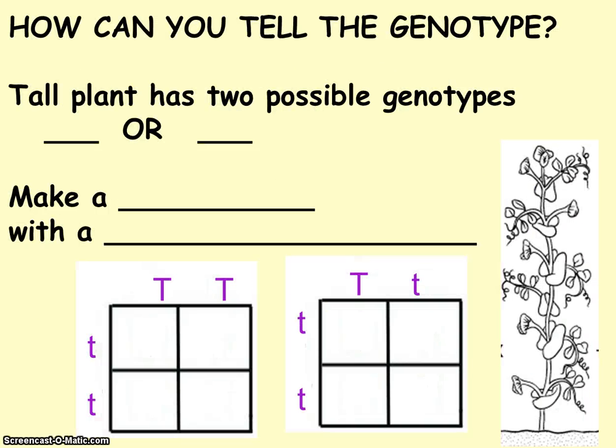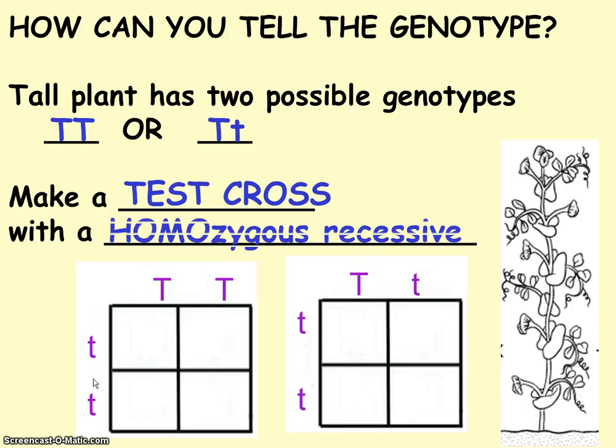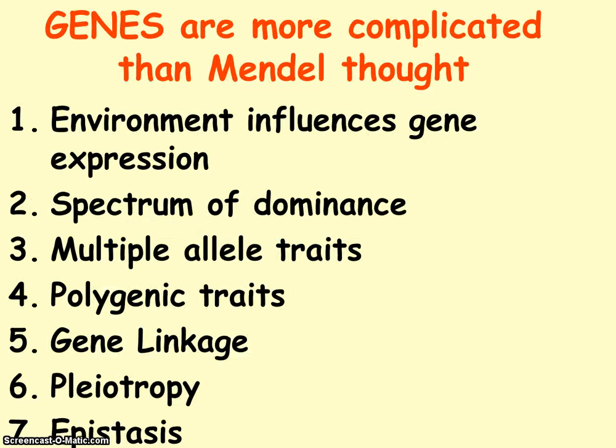So, how can you tell a genotype? The tall plant can either be big T, big T, or big T, small t. What you need to do is cross it with the recessive. That is called a test cross. You're crossing it with a homozygous recessive, because I know what its genotype is. If they all are still tall, I had a big T, big T plant. If some are tall, some are short, I had a heterozygous plant.